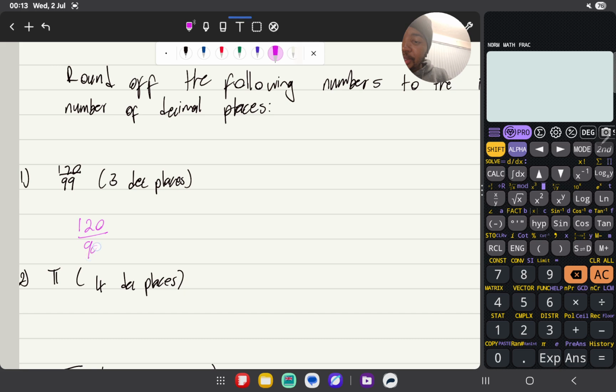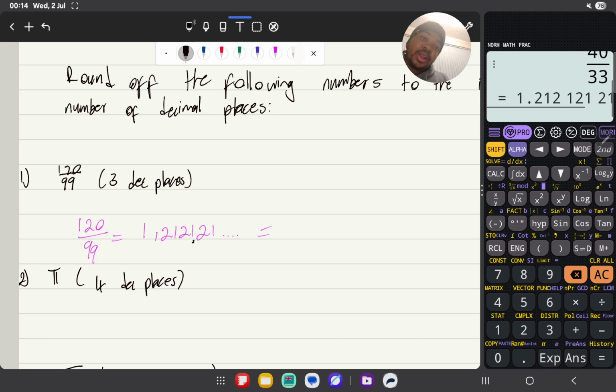120 divided by 99 is equals to 1.212121 repeating, right? So now if you round off to 3 decimal places, 3 numbers after the comma, that means you're going to go look for the 4th number. 1 2 3 4. The 4th number is what? It is 1. That means the numbers before are just going to be as they are, because 1 is below 5.